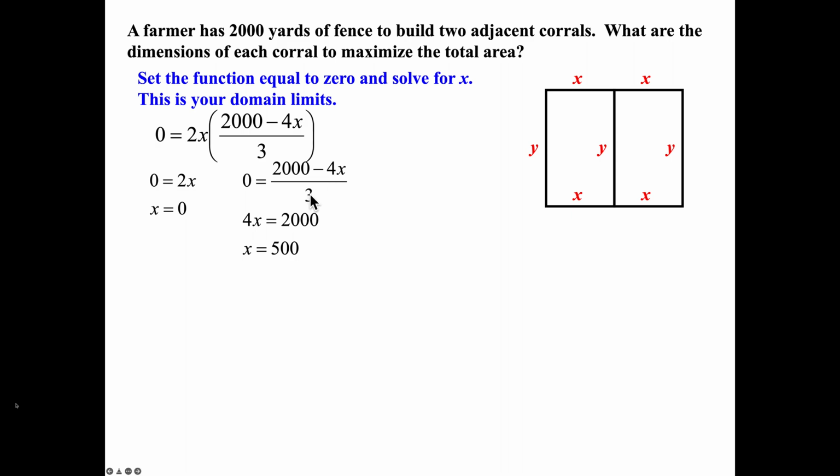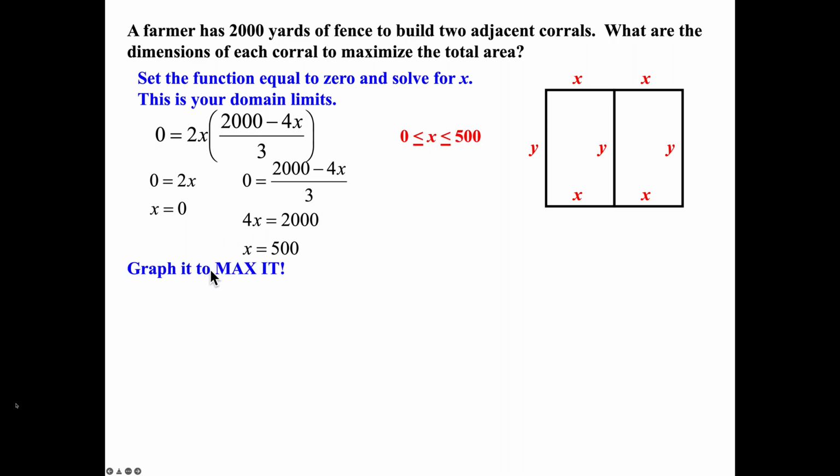Here, you can multiply the 3 to the 0, and that's a 0. So I got rid of the 3 in the denominator. Add over the 4x. 4x equals 2,000. Divide by 4. x equals 500. Remember, when you have a fraction with a constant in the denominator, the only way it can become 0 is if the numerator is a 0. So you could just set the numerator equal to 0 as well. All right, so that's my domain for my x.